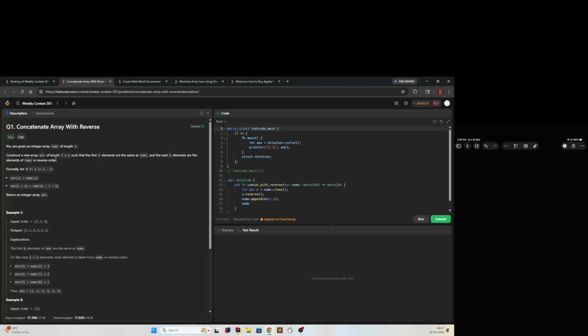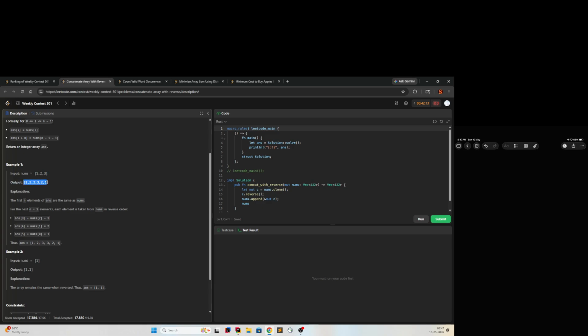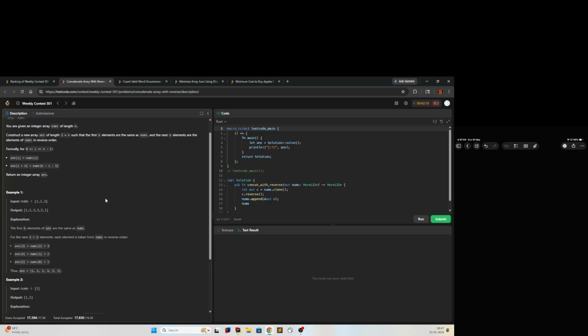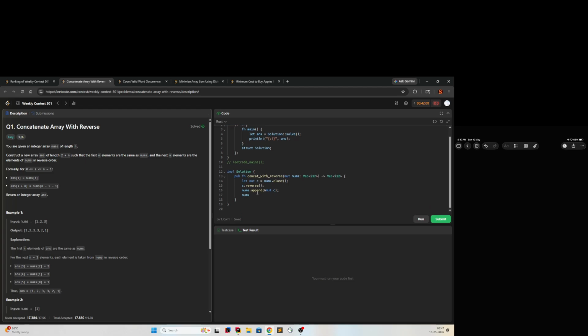Okay, so here we're given an array and we have to create an array of double size. First part containing this, second part containing its reverse. Like in 1, 2, 3, it will be 1, 2, 3, 3, 2, 1. So it's an easy problem.